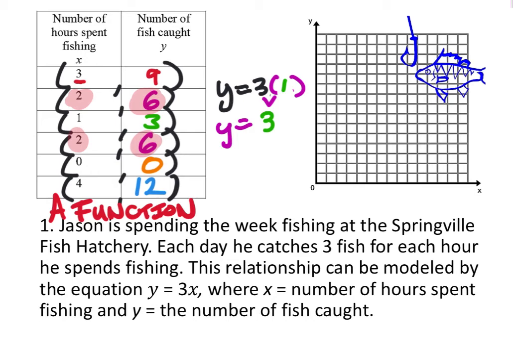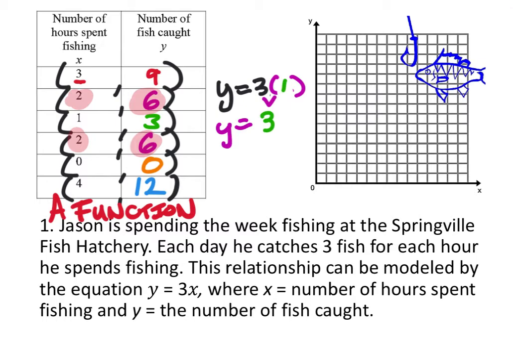All right, so that's in the table. We look for any x values that repeat. If they do repeat, then we've got to look at the corresponding y values. If they're the same, then it's a function. If they were different, then it would not be a function. But again, going back to the first question, if all the x values were different, then it's automatically a function, okay?